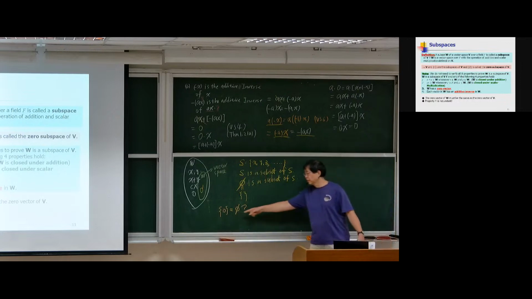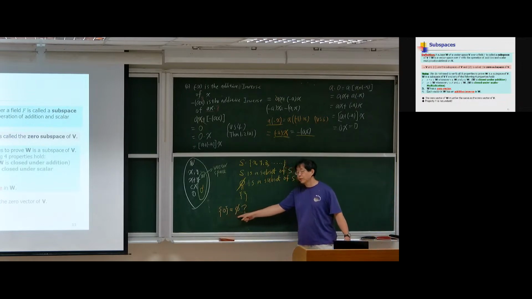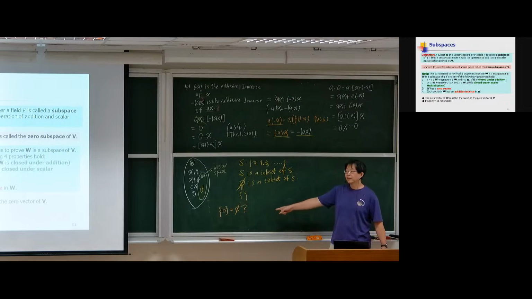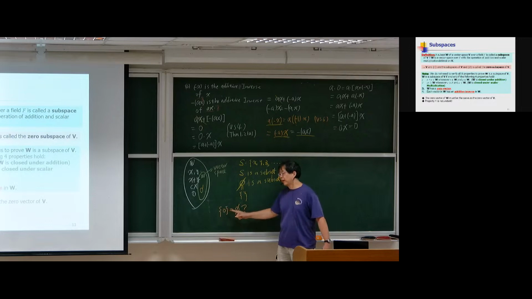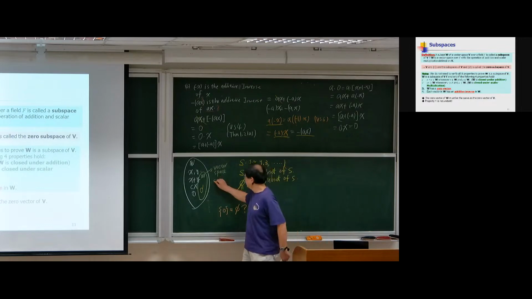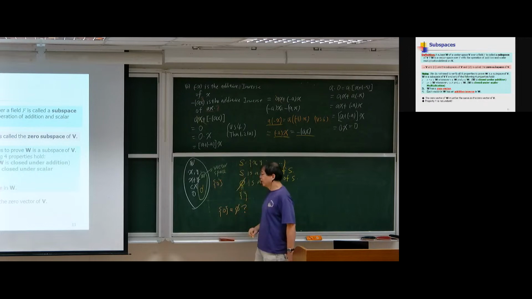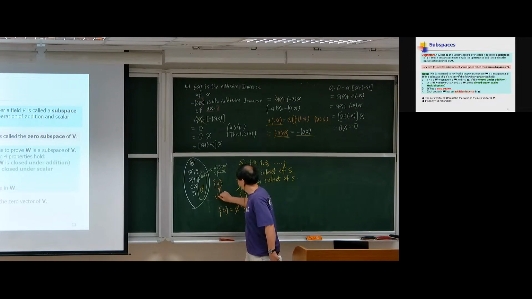Is the zero vector set equal to the empty set? The answer is no. Zero itself is still a vector. Okay? So 0 itself is still a vector. It's not an empty set. But the zero vector set itself is a vector space.